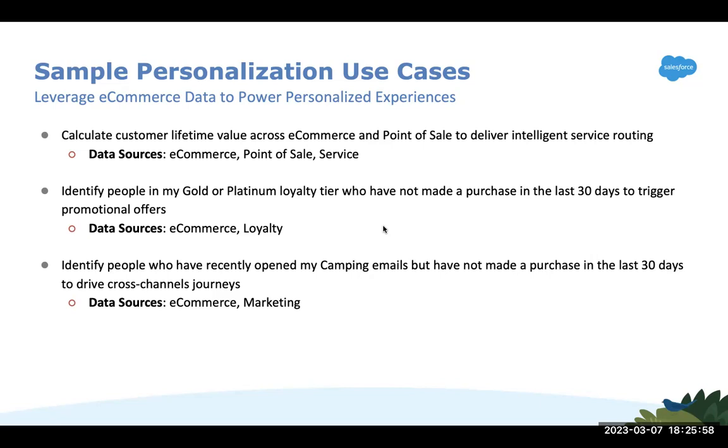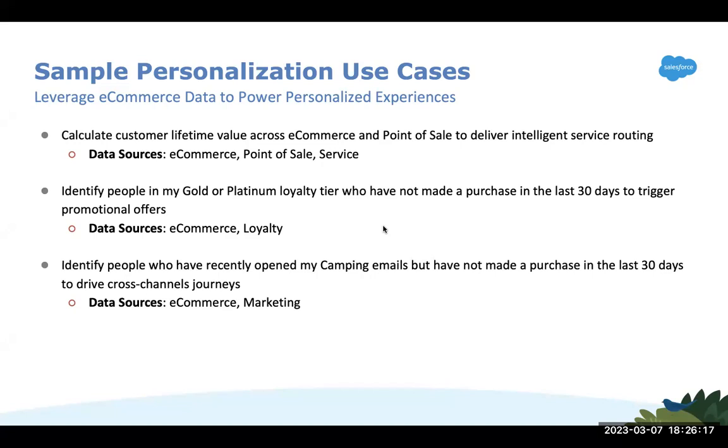So there are different touch points: e-commerce, point of sale, and service. And I would love to identify the people in my different loyalty tiers who have not made a purchase in the last 30 days, and trigger an email with promotional offers, as per Sarah's scenario. What are the systems involved? What are the data sources involved?